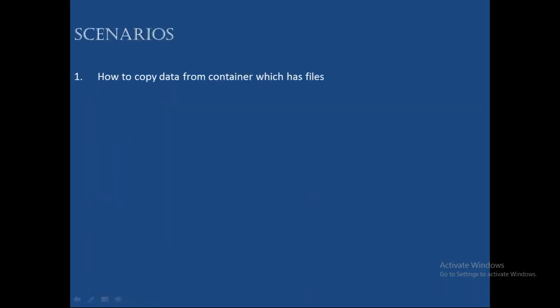Let's see the scenarios now. For the first scenario, you can see here how to copy data from a container which has files. Let's say I have an input container. I will go and check if I have some files in the input container. I will just copy them. That's all. The second scenario is how to avoid running the copy activity for a container which does not have any files.